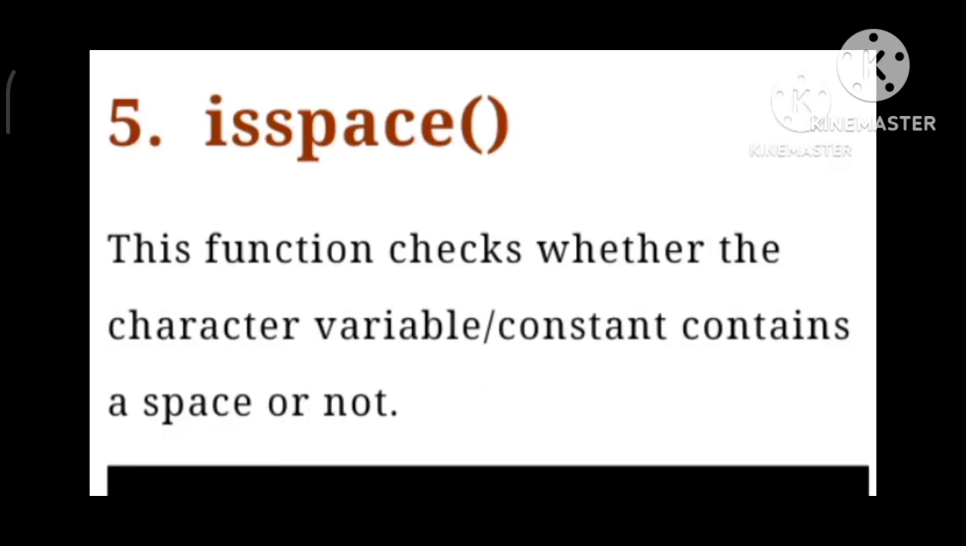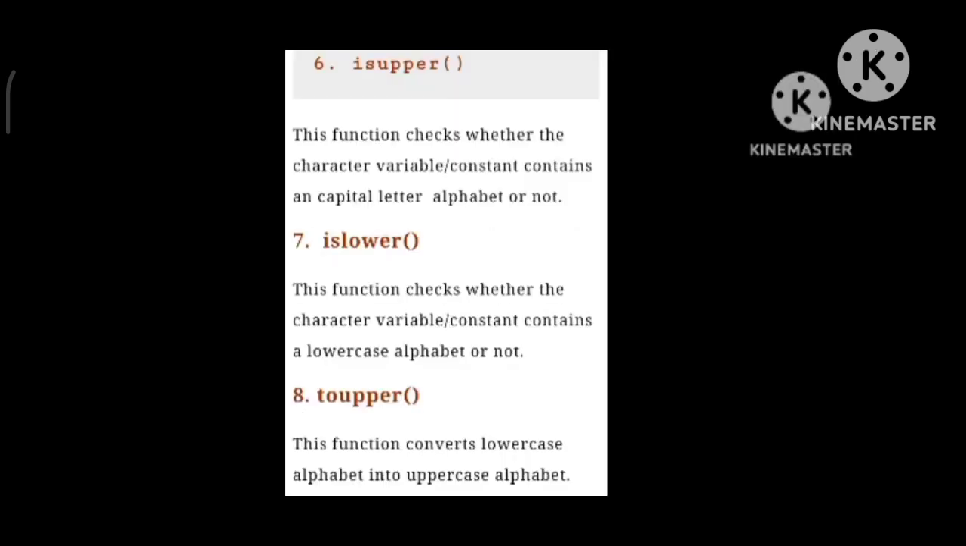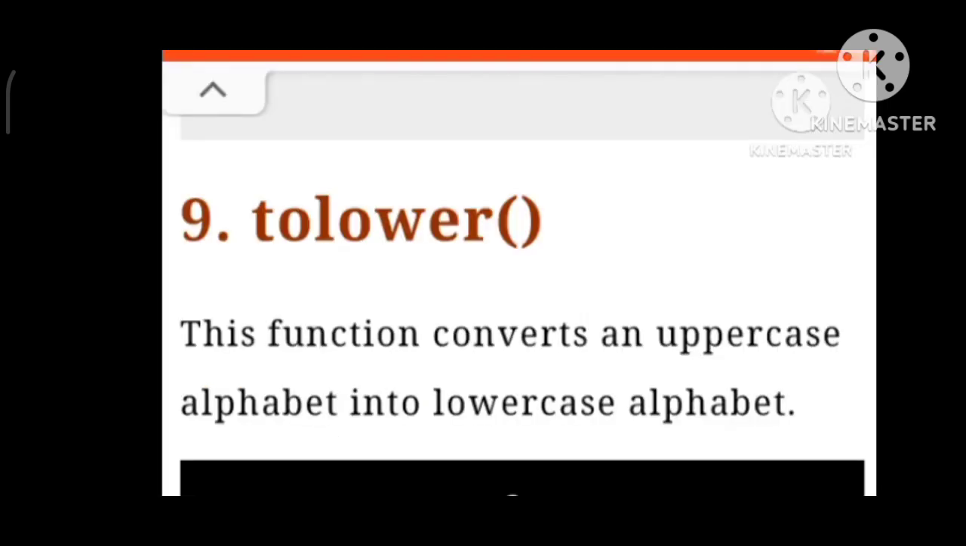Next is the isspace function. This function checks whether the character constant contains a space or not. Next is isupper. This function checks whether the character variable or constant contains a capital letter alphabet or not. Next is islower. This function checks whether the character variable contains a lowercase alphabet or not. toupper converts a lowercase alphabet into an uppercase alphabet. Next, the tolower function converts an uppercase alphabet into a lowercase alphabet.